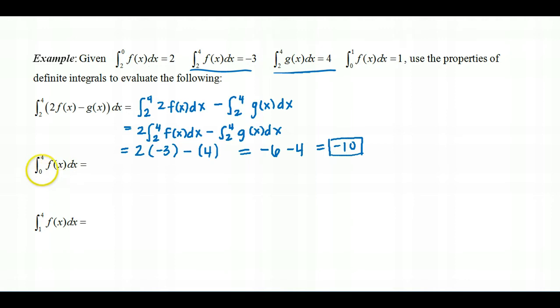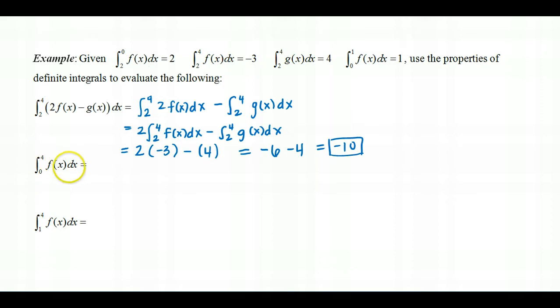I want the integral from 0 to 4 of f of x dx. So which pieces of information am I going to be using here? I want to know what's going on between 0 and 4 of the function f. Here, this tells me what's happening between 2 and 0. This one tells me what's going on between 2 and 4. A quick switch of the limits of integration and then making this one negative will help me evaluate the integral from 0 to 4. So this is going to take a few steps.